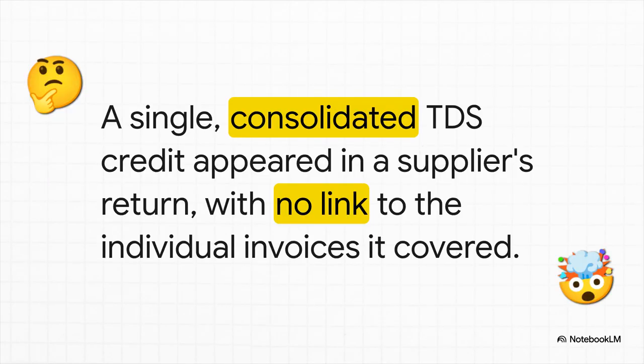And here's where the problem really started. The old system was super easy for the government department deducting the tax, but for the supplier, it was a total mess. You'd get this one single consolidated TDS credit in your GSTR 2A with absolutely no link back to the individual invoices it was supposed to cover. This created a massive manual reconciliation burden that led to endless disputes and, you guessed it, blocked cash flow.